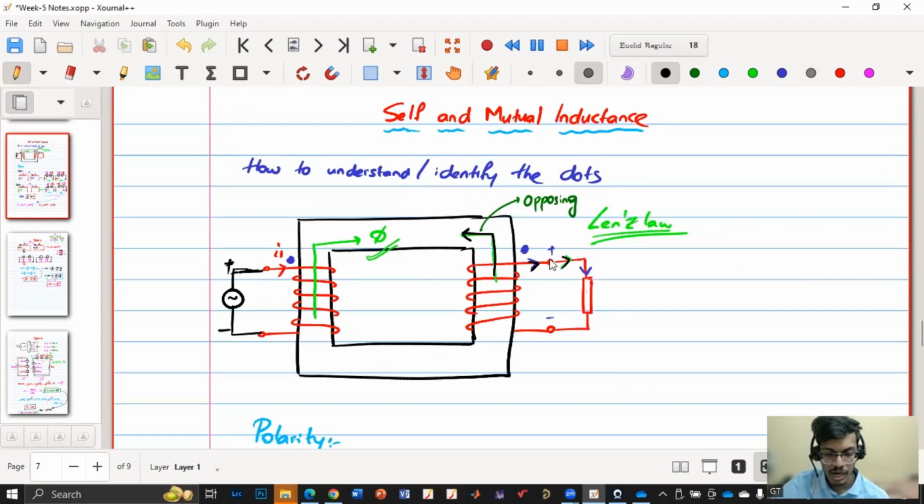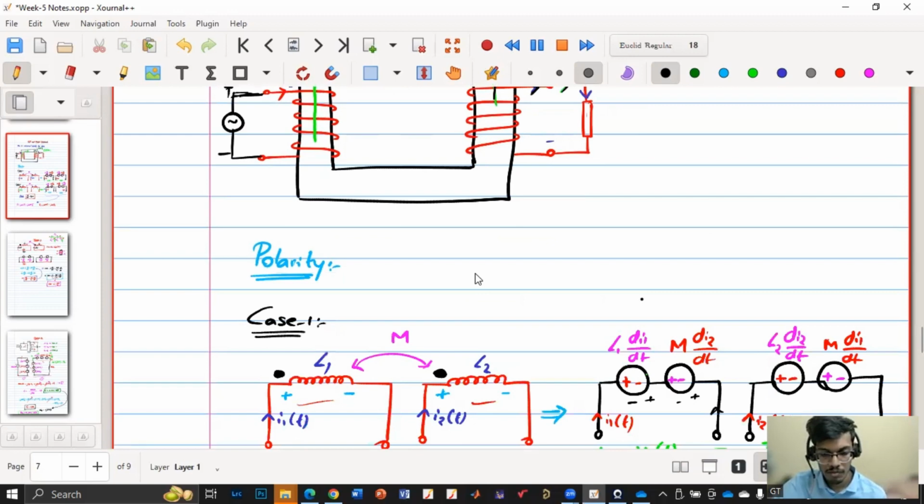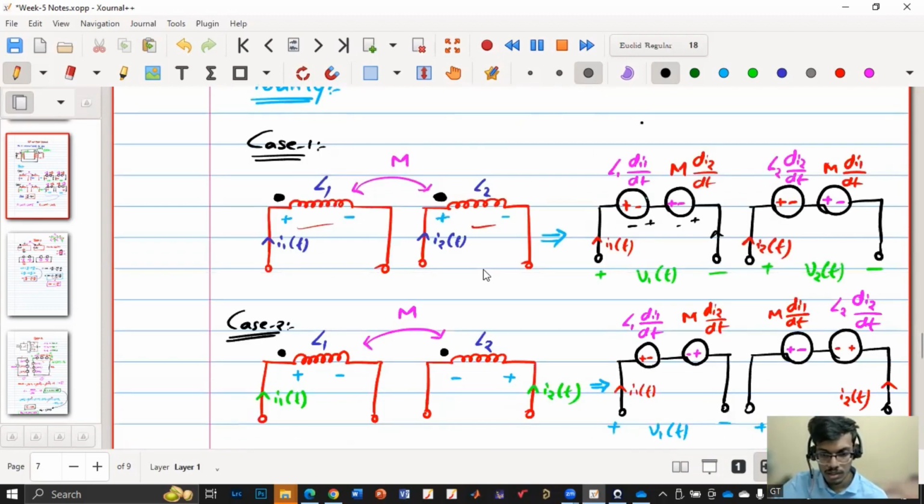I1 is also entering, I2 is also entering the dot. Then see here the flux is going from bottom to top. If this is entering, then it is going from top to bottom. So both the fluxes will get added up. In that way you can do it. That will actually be a very good practice. It will help you understand the concept better.